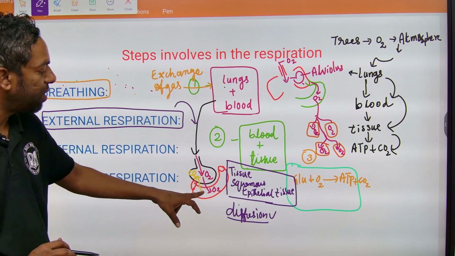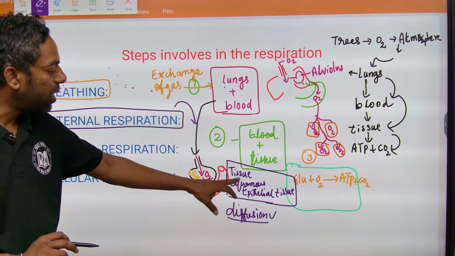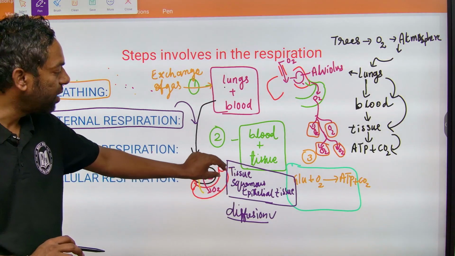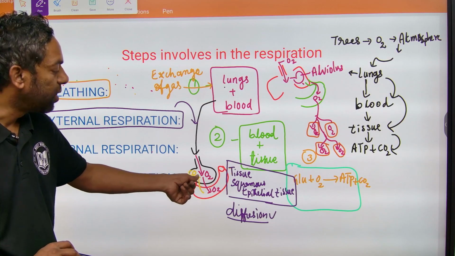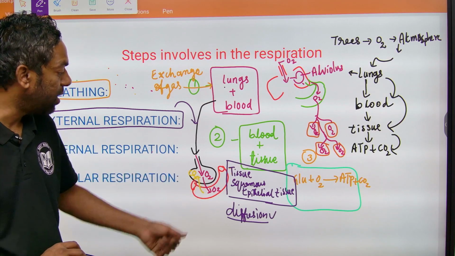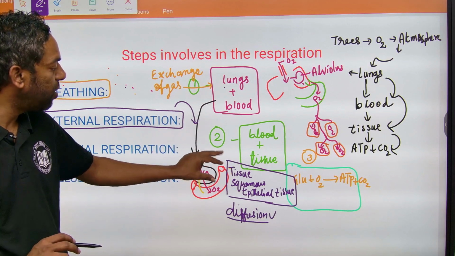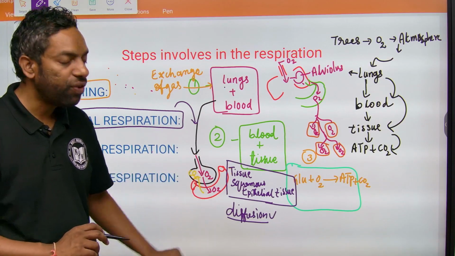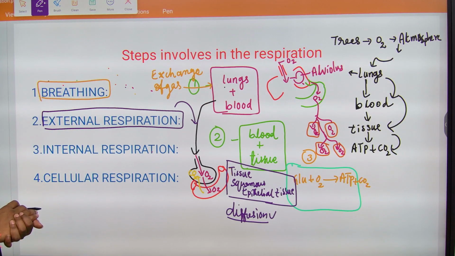The exchange of gas between the lungs and blood vessel happens through diffusion, which involves the squamous epithelial tissue between the wall of this alveolus and the blood vessel. There is an epithelial tissue involved in this wall, and the process is called diffusion. We can call it external respiration.